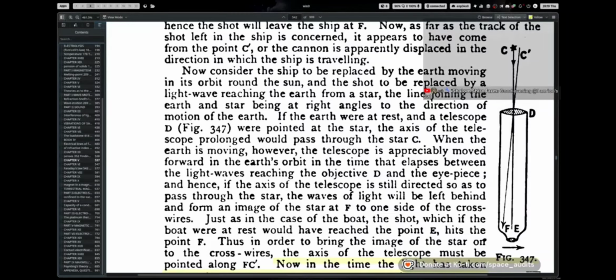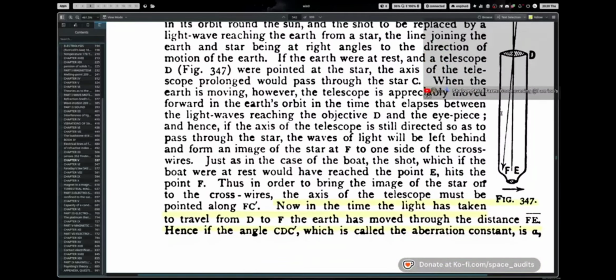When the Earth is moving, however, the telescope is appreciably moved forward in the Earth's orbit in the time that elapses between the light waves reaching the objective D and the eyepiece. And hence, if the axis of the telescope is still directed so as to pass through the star, the waves of light will be left behind and form an image of the star at F to one side of the crosswires. Just as in the case of the boat, the shot, which if the boat were at rest would have reached the point E, hits the point F. Thus, in order to bring the image of the star on to the crosswires, the axis of the telescope must be pointed along FC prime.